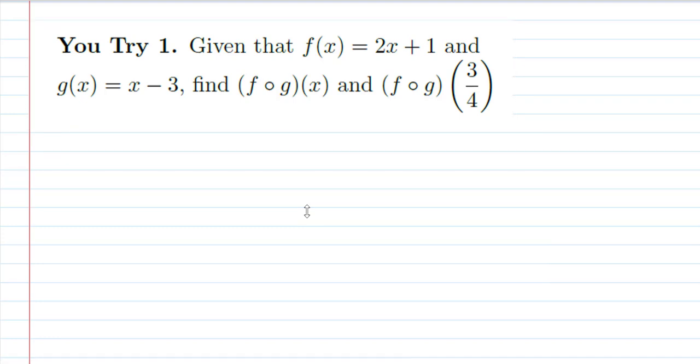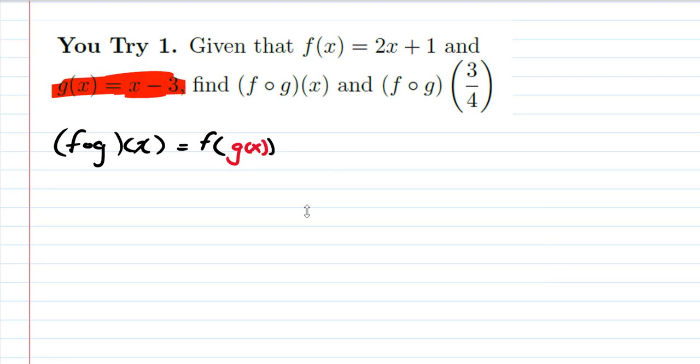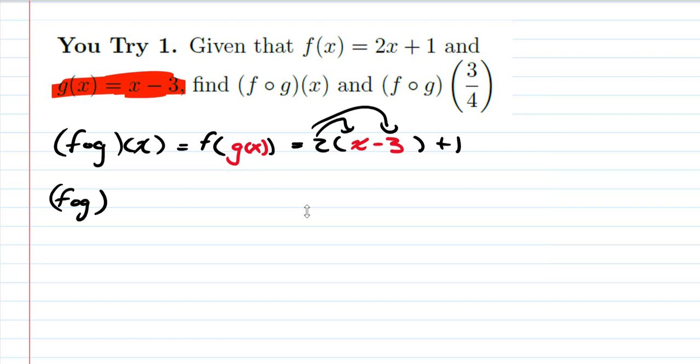So this time we have f circle g of x, which means we're putting the second function into the first function. So we're putting g into f. So everywhere in f where we see an x, we are going to replace it with g of x. And our g of x is the same as x minus 3. So once again, we open our parentheses by distributing. So we have f circle g of x is equal to 2x minus 6 plus 1, which gives us 2x minus 5.